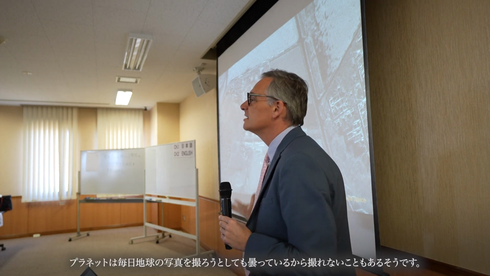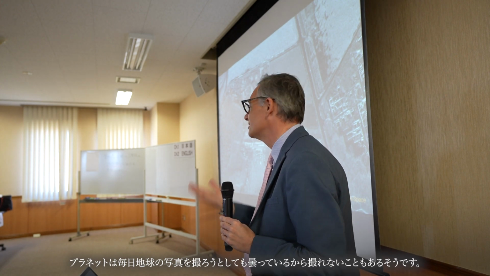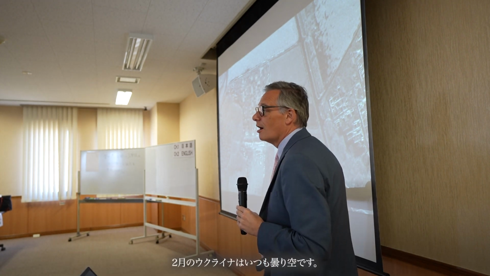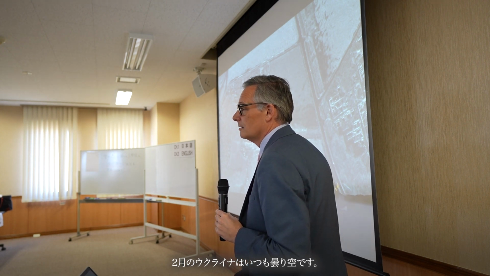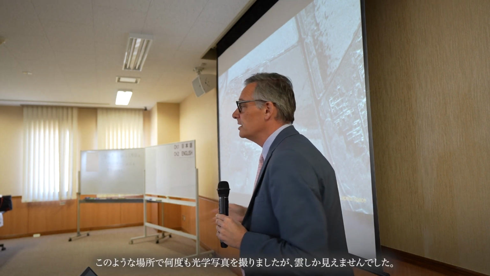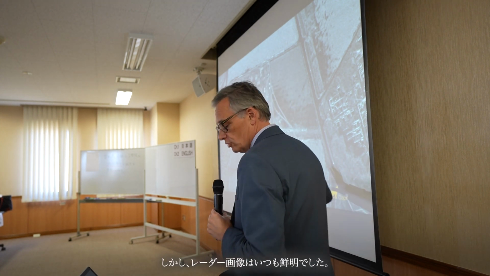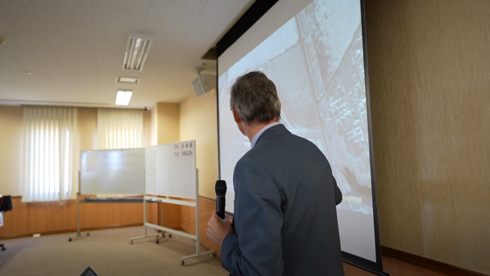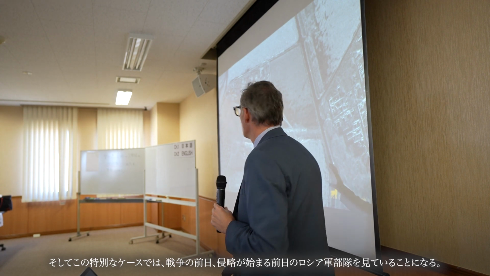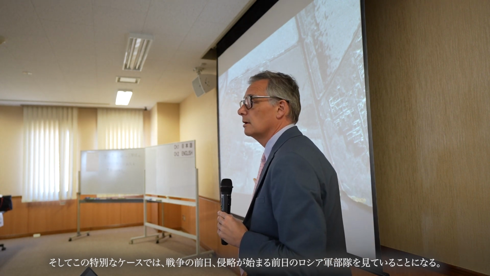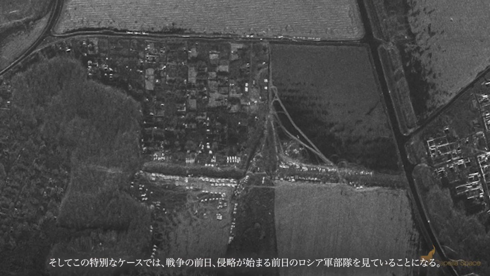What's great about radar imagery is microwaves pass right through clouds. So I said Planet tries to take a picture of the Earth every day, but sometimes they can't get a picture because it's cloudy. It's always cloudy in Ukraine in February. We took many, many optical pictures of places like this, and all we saw were clouds. But the radar pictures were always clear. And in this particular case, what you're looking at is a Russian military unit the day before the war, the day before the invasion began.